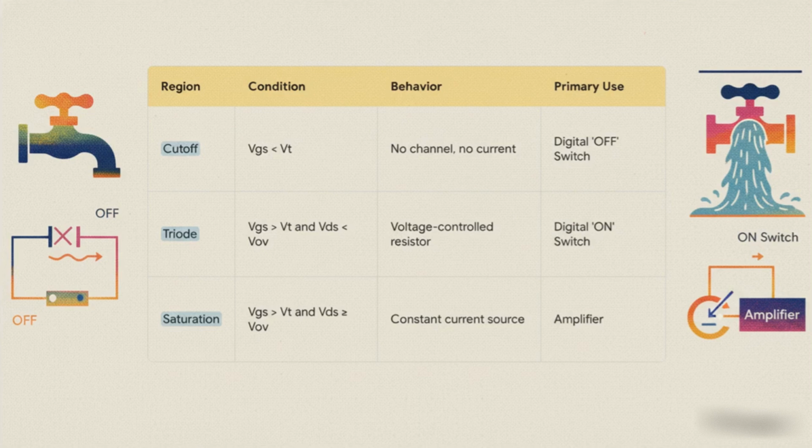First up, cutoff. Super simple. The gate voltage is too low. Below the threshold, the faucet is off. Period. No channel, no current. That's your digital 0.